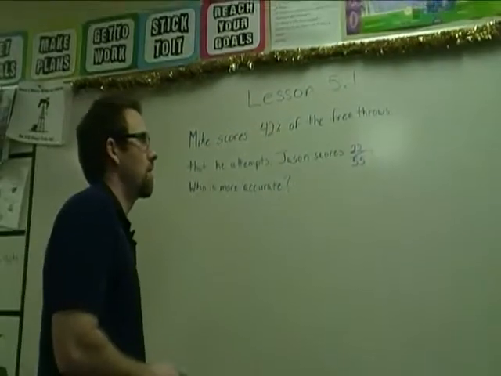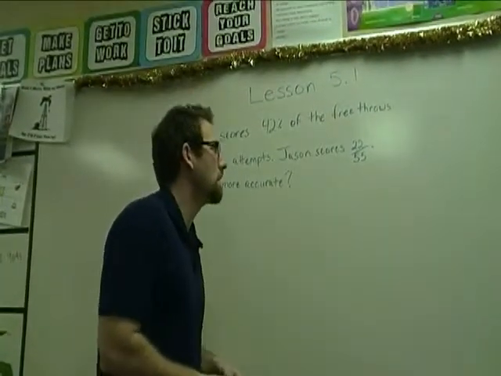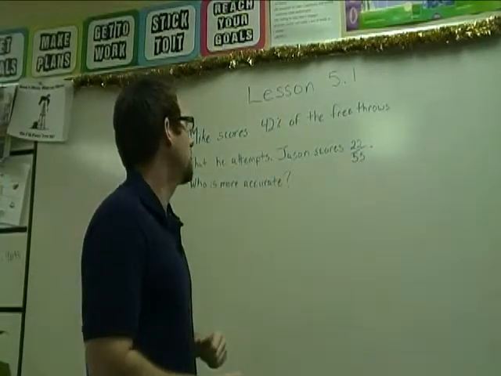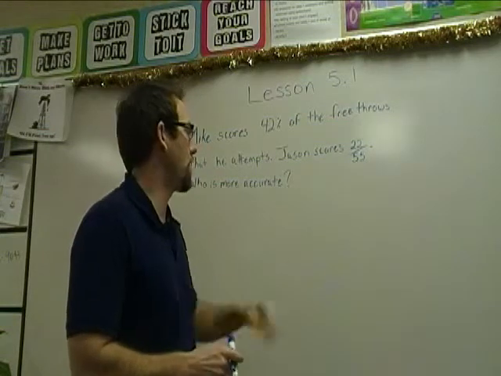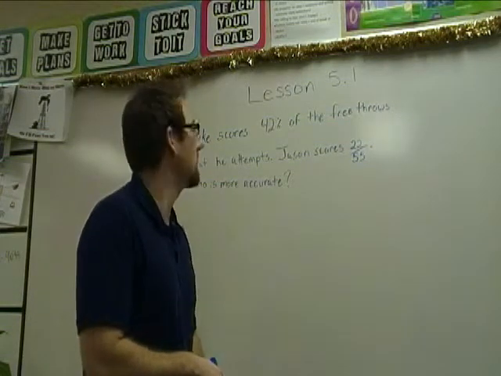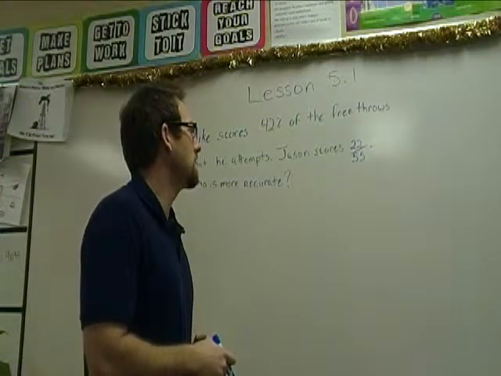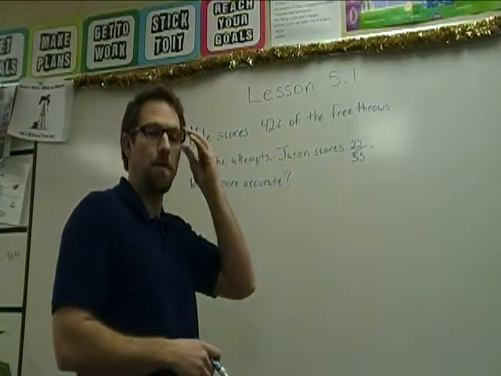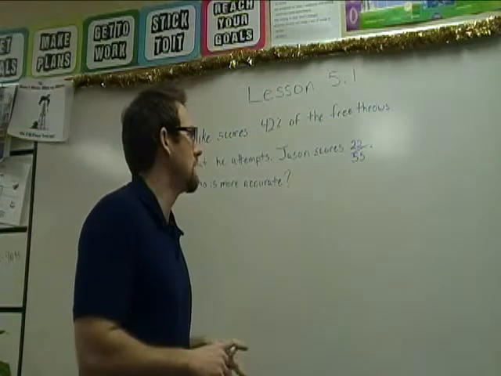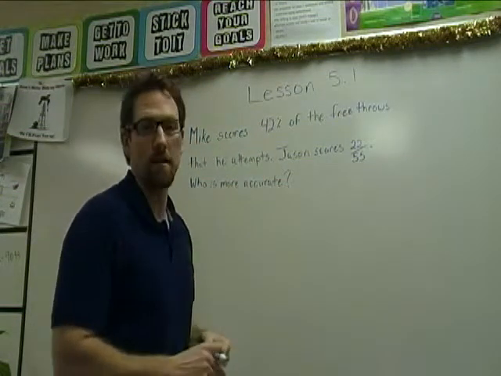Now there's two ways you can go about this. Okay? You can convert Mike's score into a fraction with a denominator of 55 if you can, and try and compare that way. Or you can get Jason's score, 22 out of 55, and convert that to a percent and then compare that, okay?